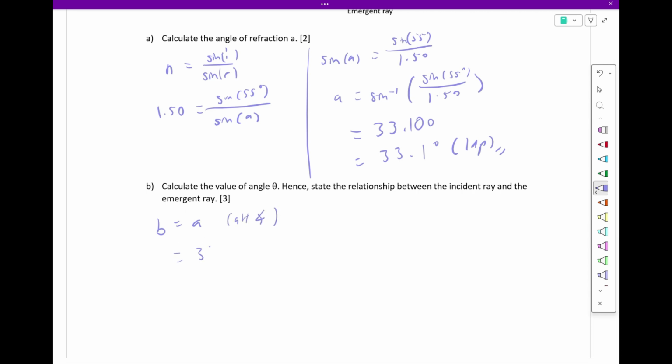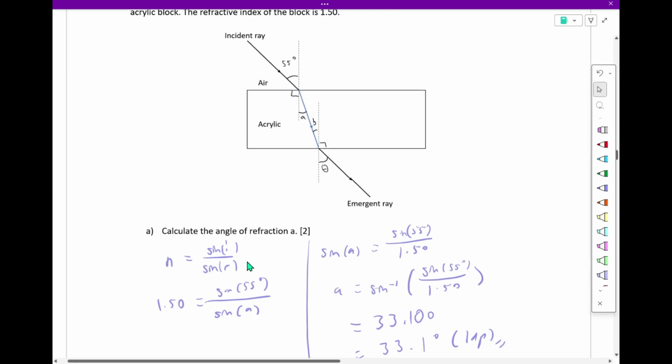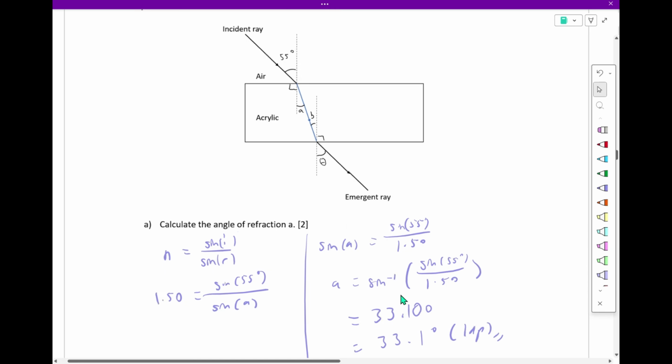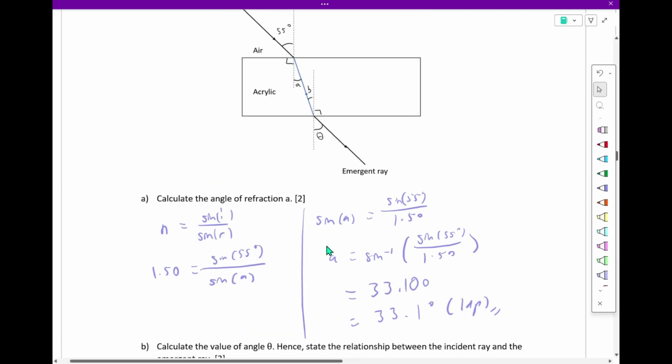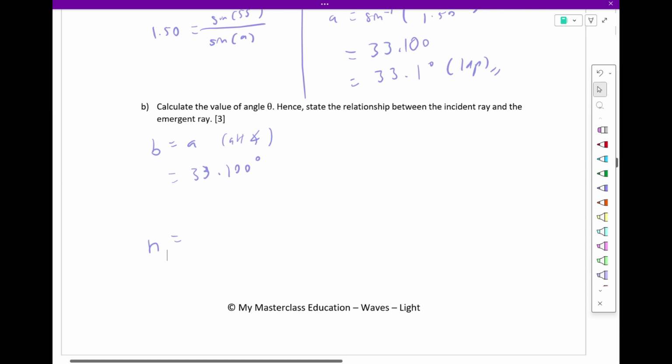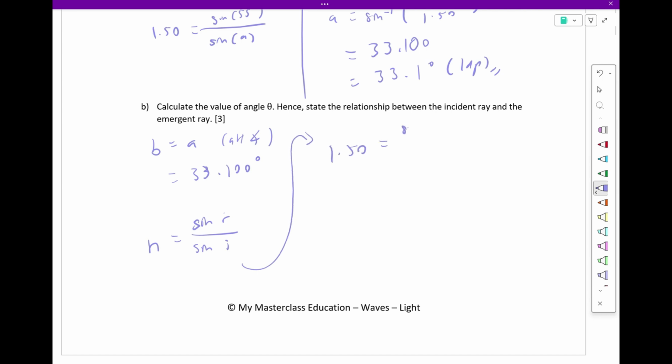Because of this, we're going to use the 5 SF value, not that it makes a big difference, but we're still going to use it to show the teacher that we know the steps. We don't use the final answer, we have to use the intermediate step, the 5 SF value. Using the same formula, but do take note, we are now moving from acrylic to air. So instead we'll put r over i. So 1.50 is now sine theta over sine 33.100. Now we're going to solve it.